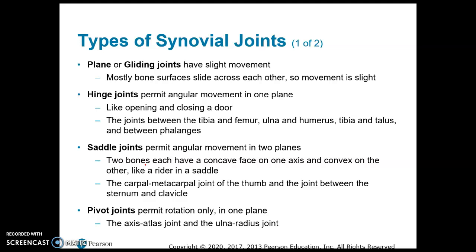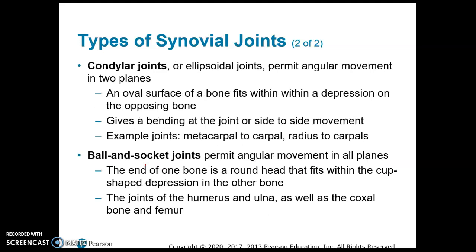Pivot joints permit rotation in one plane, so like the atlas and the axis, and the ulna and the radius. There are condylar joints, ball and socket joints like the hip and the shoulder joints.